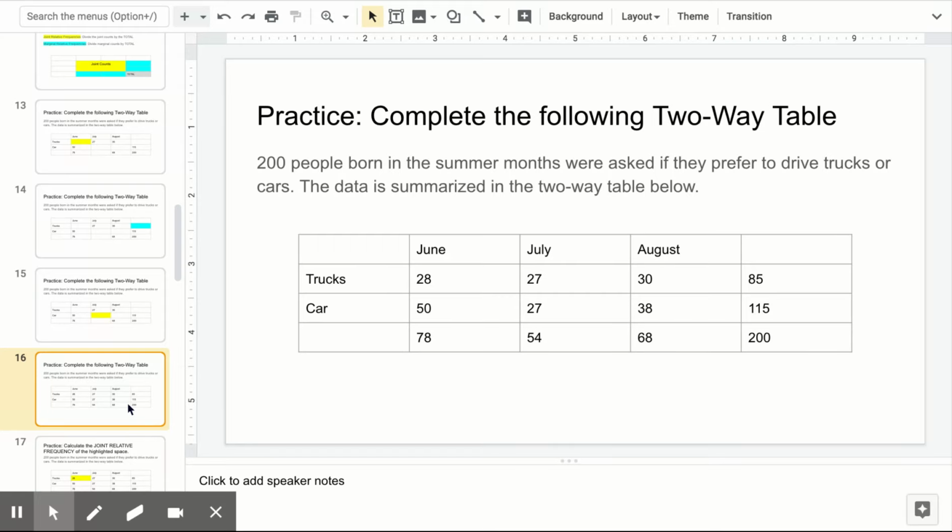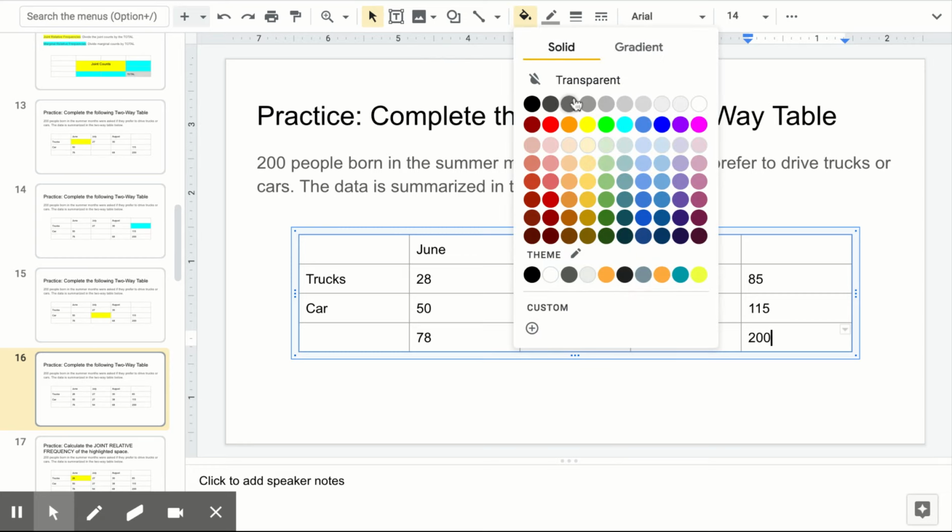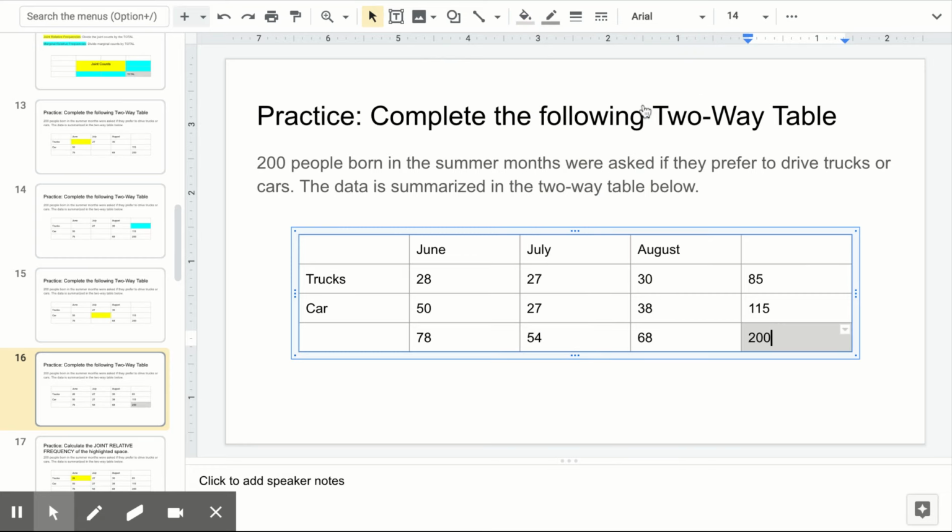We're ready to go. The situation I probably should have read before is 200 people born in the summer months were asked if they prefer to drive trucks or cars. So summer months are June, July, and August, and either they're driving a truck or they're driving a car. What's nice is I know my total, right? How many people were interviewed? Hopefully you found that the total was, in fact, this 200 here. So I know I'm going to take all of these numbers and just divide by 200.